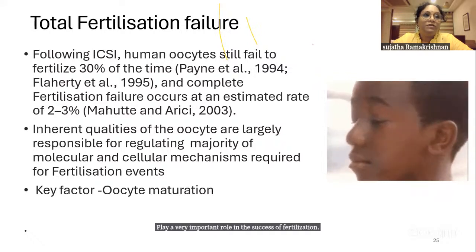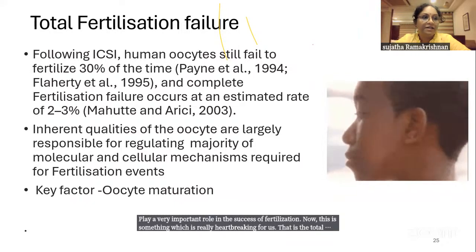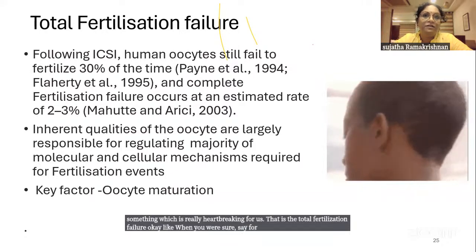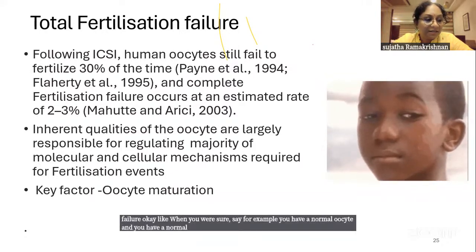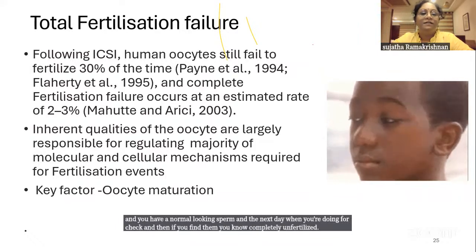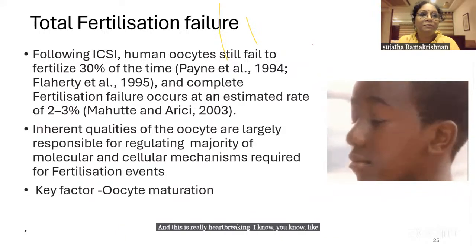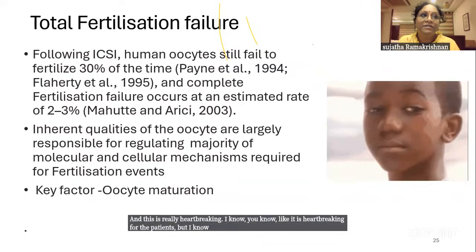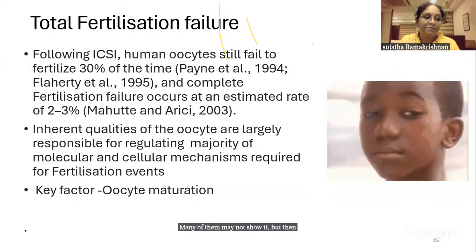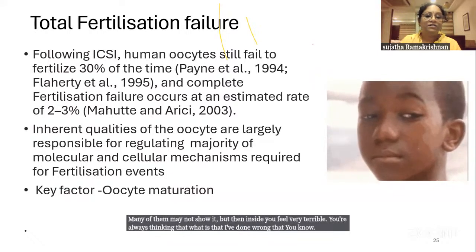Now, this is something which is really heartbreaking for us. That is the total fertilization failure. When you were sure, say for example, you have a normal oocyte and a normal looking sperm, and the next day when you're doing the FERT check, you find them completely unfertilized, this is really heartbreaking. It is heartbreaking for the patients, but I know it is actually devastating for the embryologist. Many of them may not show it, but inside you feel very terrible. You're always thinking, what have I done wrong that fertilization has not happened?